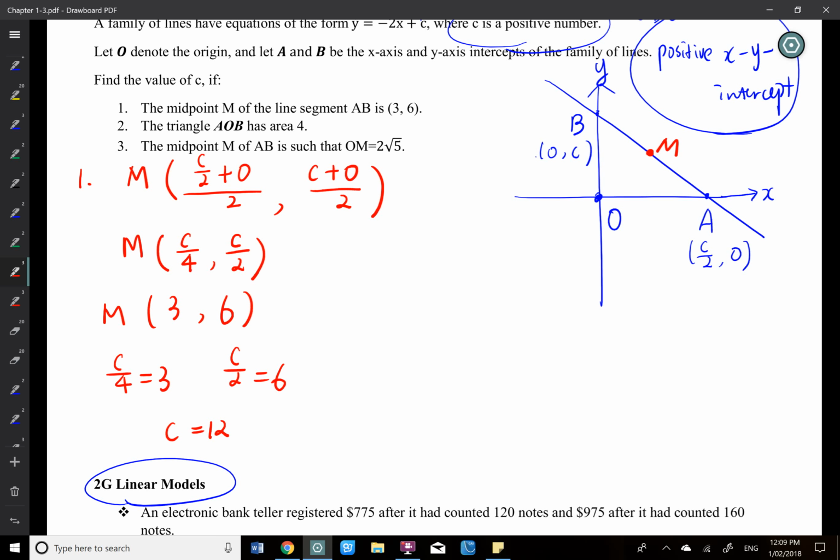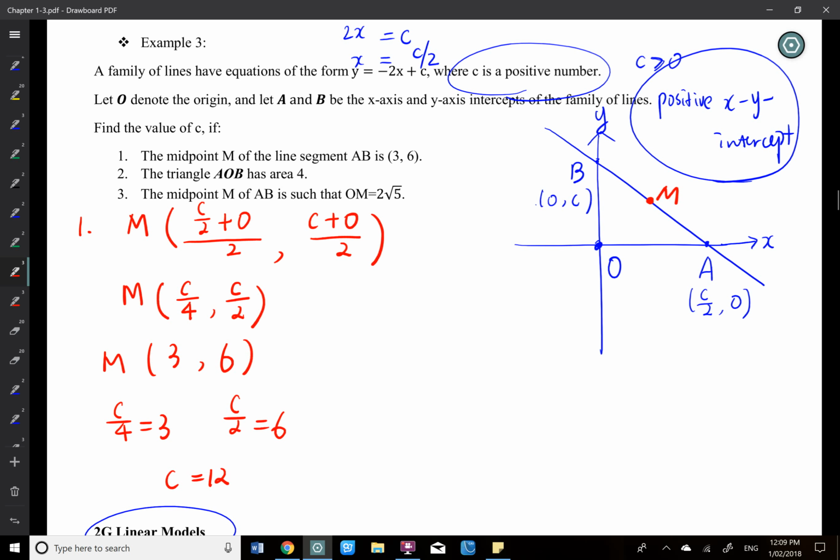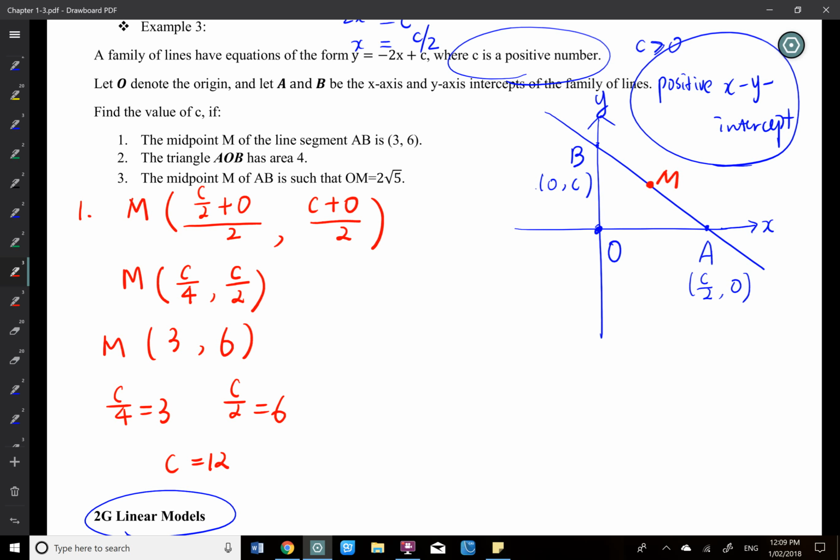Therefore, C is 12. I know the value, but what I need to do is connect C with that value. How we can relate that is, in terms of C, let's write M. So M is C over 4 and C over 2, and then I can find the value of C. For the next one, number 2.